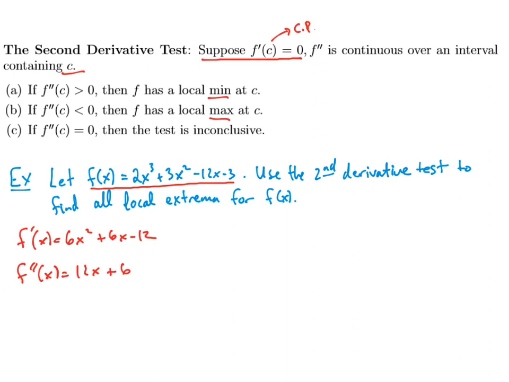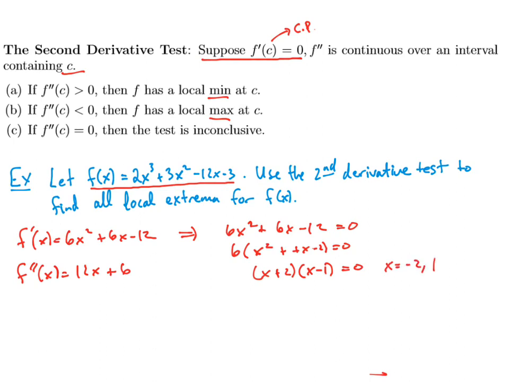And then what the second derivative test is telling us is, if we want to look at the critical points, which are when the first derivative is equal to 0, and if you watched the previous video when we talked about the first derivative test, we already did this problem. So if I factor out a 6, I get x squared plus x minus 2 equal to 0. This factors to x plus 2, x minus 1. So the critical points are going to be x equals negative 2 and positive 1.